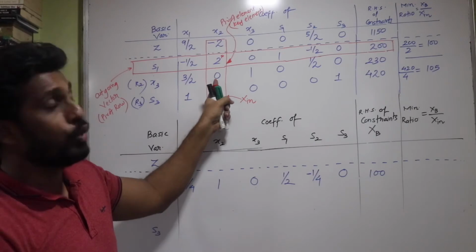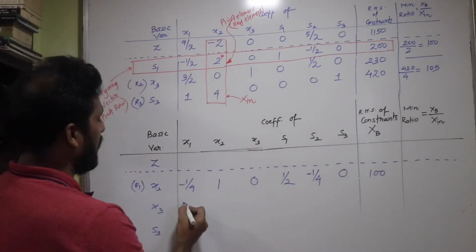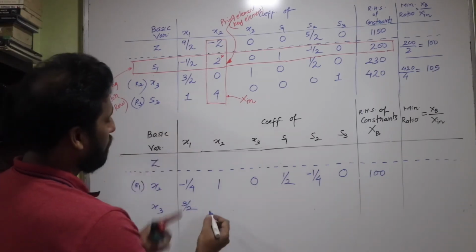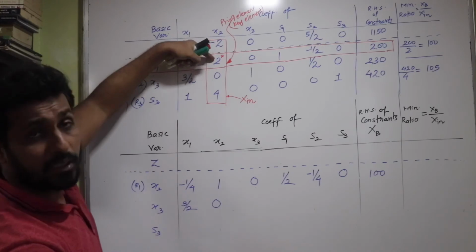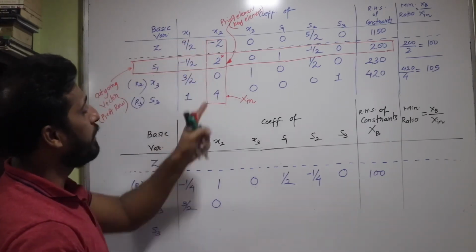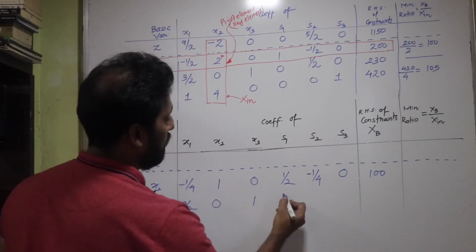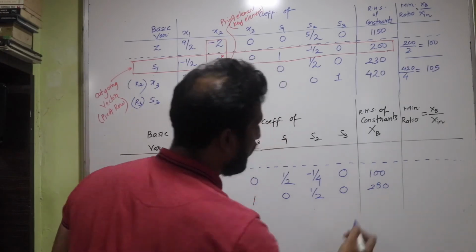So there is no need to change R2, isn't it? Let's rewrite R2 as it is. So I'm going to write here 3 by 2. Next is 0, because once this element becomes 1, taking the help of this element as 1, we have to make the other 2 elements as 0. So I'm writing here 0 because it's already available. Then 1, 0, 1 by 2, 0, and you write 230 also.